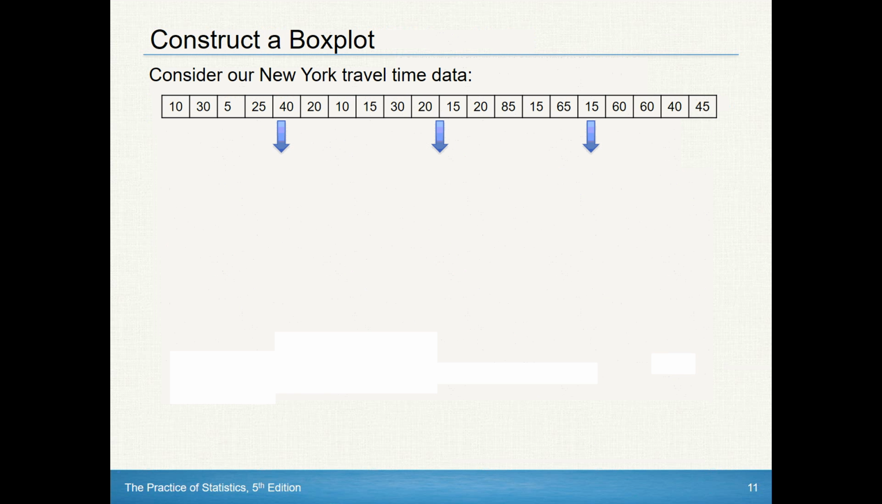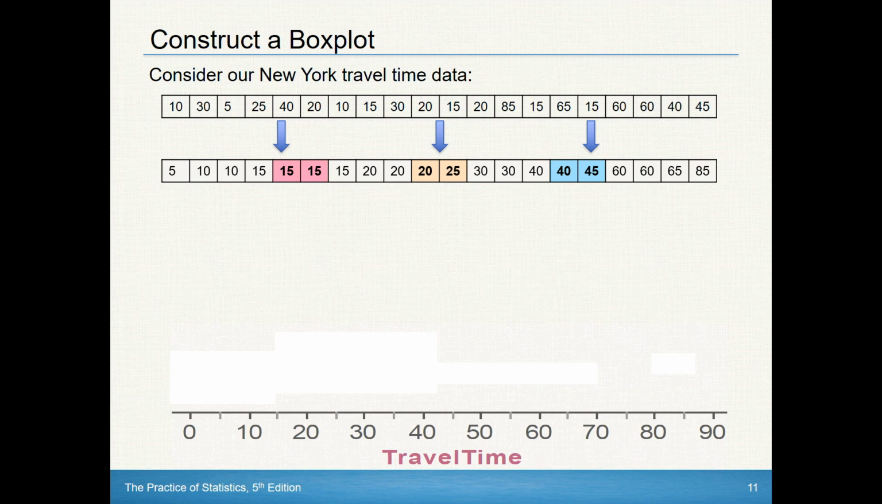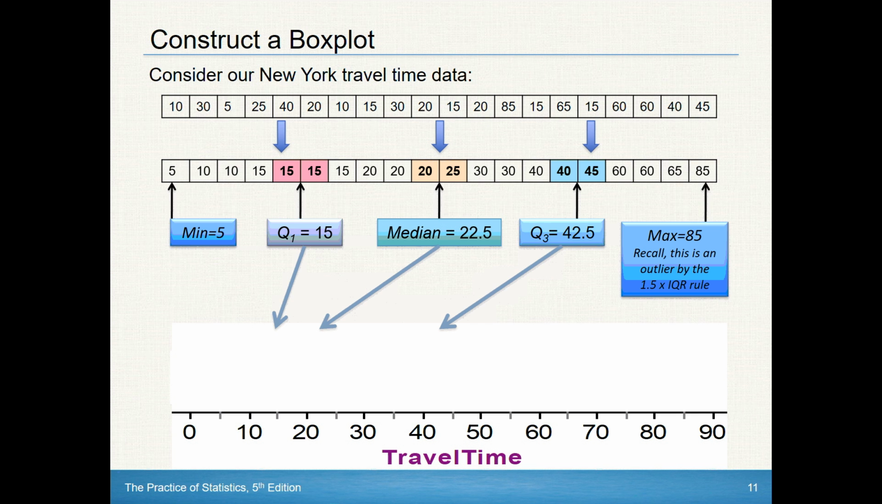Now, again, back to our data about travel times. Here they are in order. We have our 5-number summary: median, Q1, Q3, minimum and maximum. And then we're going to take the quartiles, 15 and 42.5. On our number line, notice the scale, notice it's labeled. On our number line, we make a box around the quartiles. So this one's at 15, this one's at 42.5, and there's that vertical line for the median.